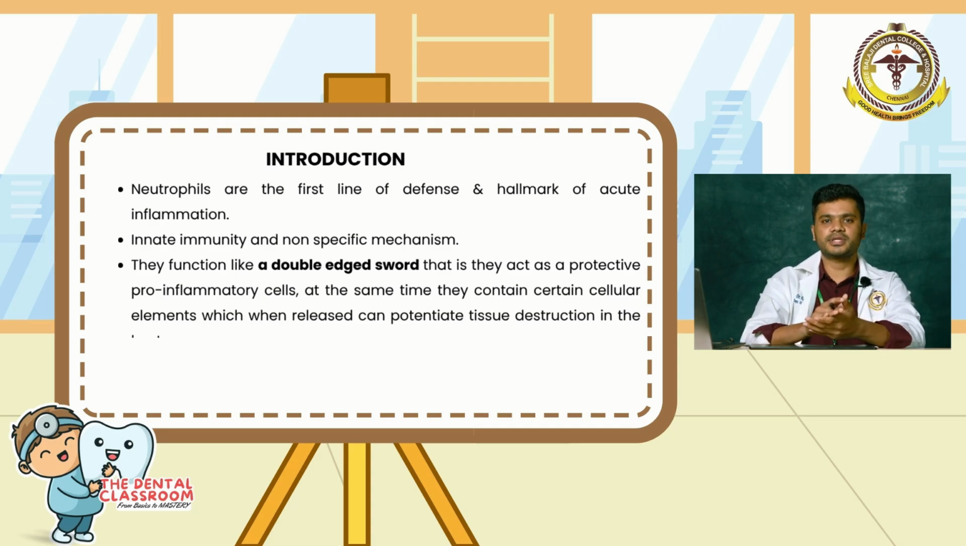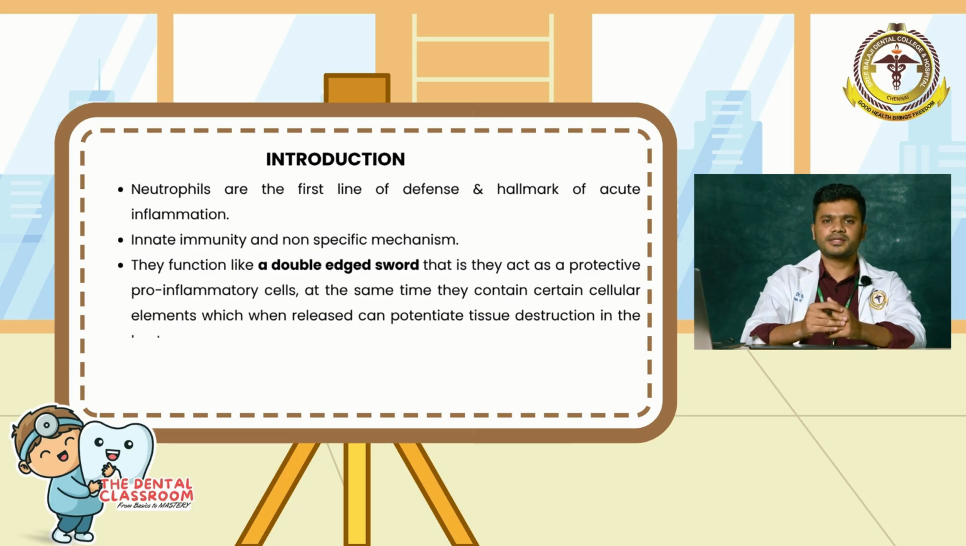Another important thing you have to know about neutrophils is that it is an innate immunity and it has a non-specific mechanism. What is this non-specific mechanism? Non-specific mechanism is nothing but it doesn't have any memory like B cells and T cells. Whenever the infection comes, the neutrophils go and kill the infections. It doesn't keep any memories. So that is the reason it is called innate immunity as well as non-specific immunity.